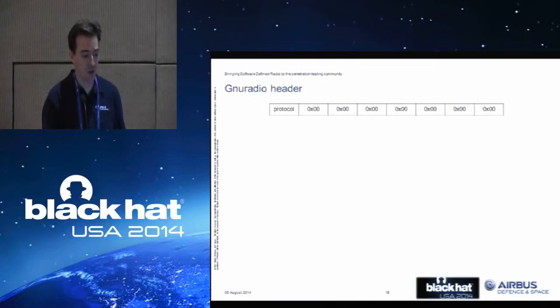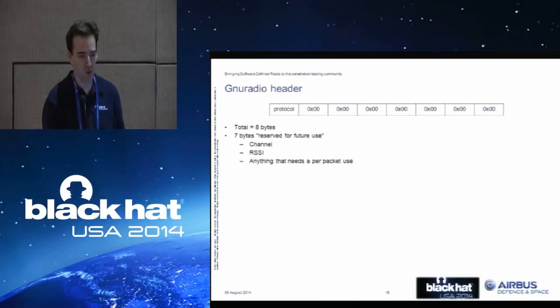Our custom header is pretty simple right now. You have a total of 8 bytes. The first byte is the protocol ID, and 7 bytes are reserved for future use. We plan to put there the channel, for example, the signal quality, or anything that needs a per-packet use. Why put the channel there is because sometimes, with channel hopping or whitening, some protocols use the channel number in an algorithm to scramble the data. So it can be useful to push the channel as metadata of your packet, so the SDR can know that it has to hop on another channel to send this particular packet.